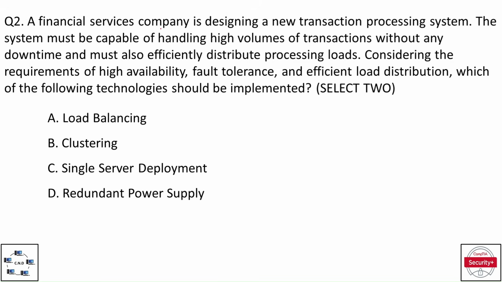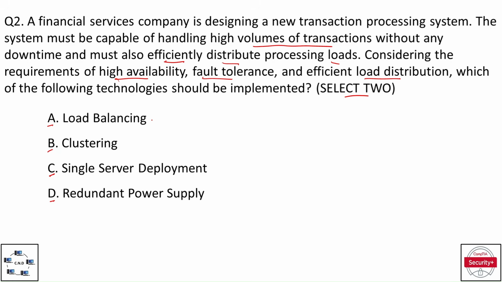Question number two: a financial services company is designing a new transaction processing system. The system must be capable of handling high volumes of transactions without any downtime and must also efficiently distribute processing loads. Considering the requirements of high availability, fault tolerance, and efficient load distribution, which of the following technologies should be implemented? Again, we have to select two options, and the options are: option A, load balancing; option B, clustering; option C, single server deployment; and option D, redundant power supply.